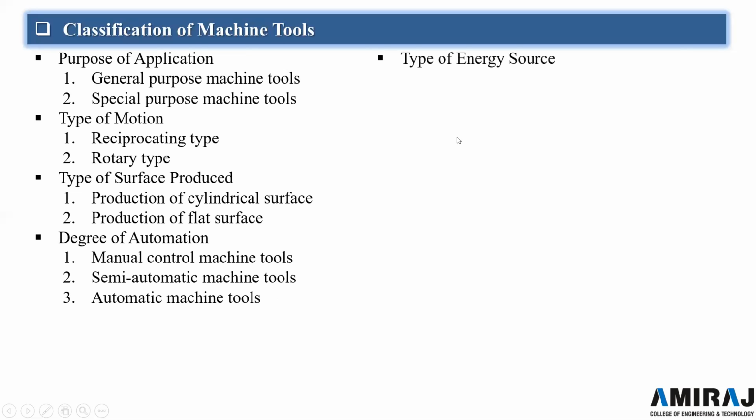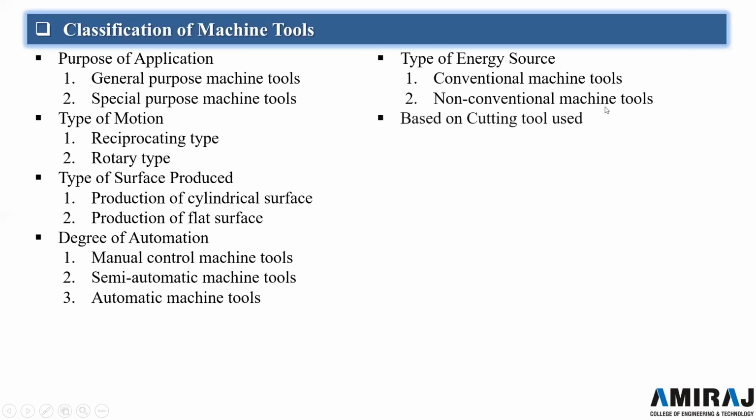Another type of classification is type of energy source used by the machine tool. The first one is conventional machine tool, like lathe, drilling, milling, shaper, and the second one is non-conventional machine tool. For example, electric discharge machining, electrochemical machining, ultrasonic machining, abrasive jet machining, abrasive water jet machining. So these come in the category of non-conventional machine tools.